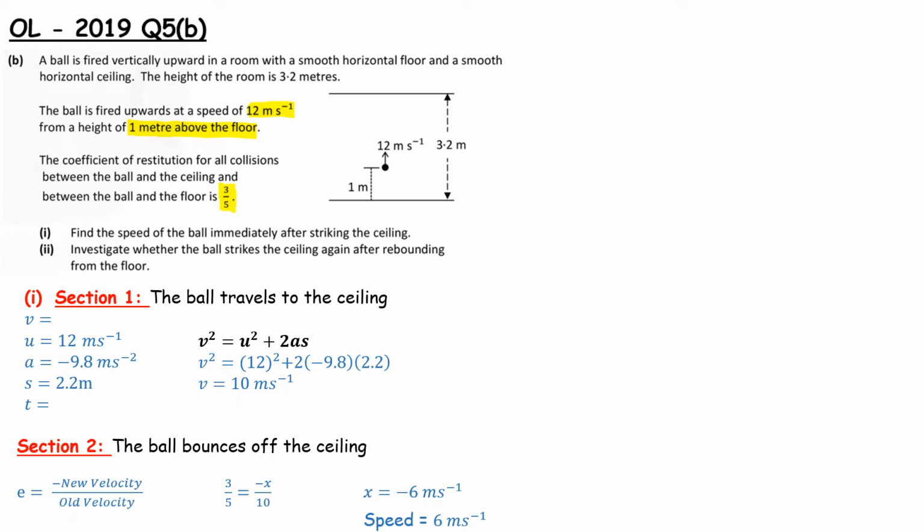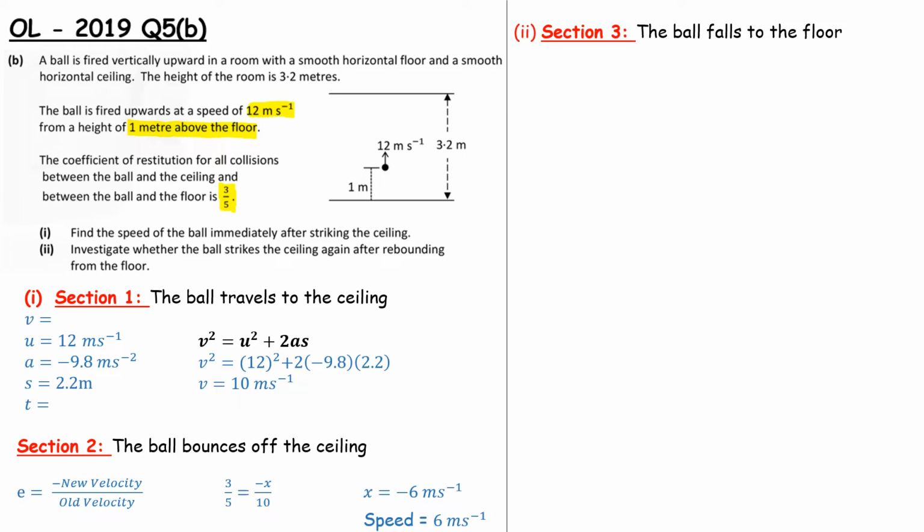So now we need to understand a few more sections. We have the drop from the ceiling. We have the bounce on the floor. We then have the travel back up. So we have 3 more sections. Let's work with the third section, because I've continued on.